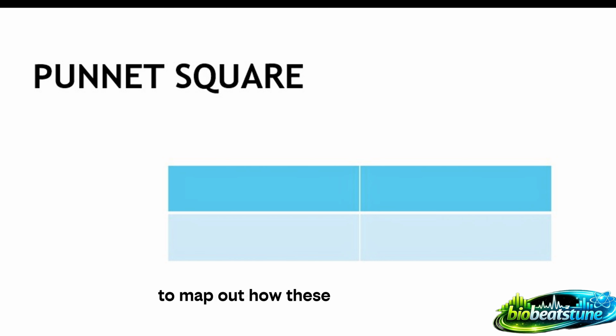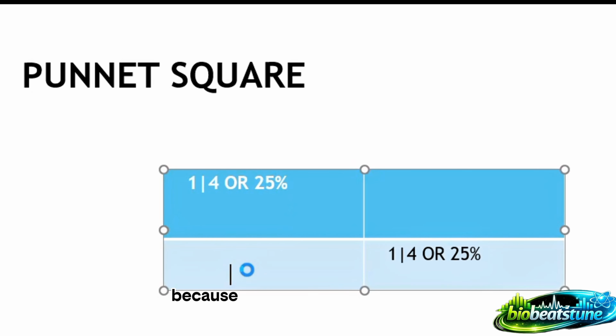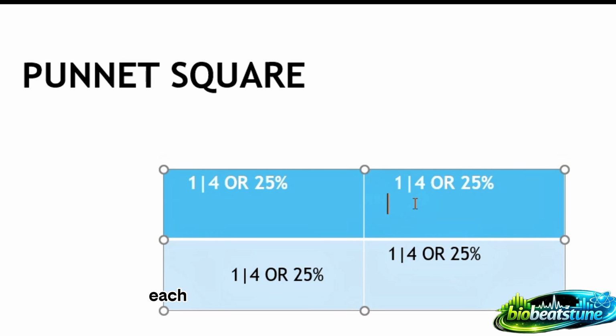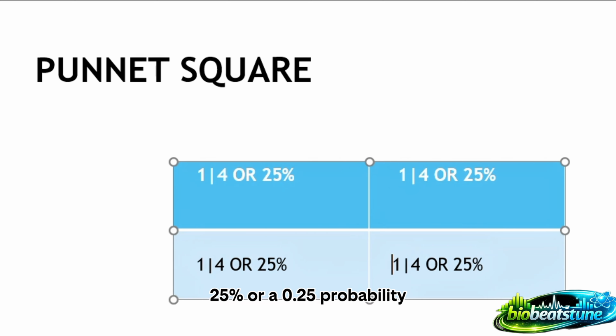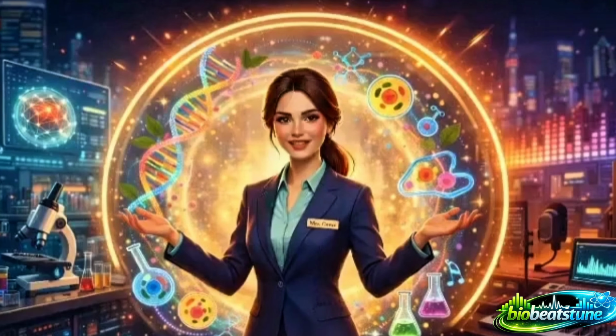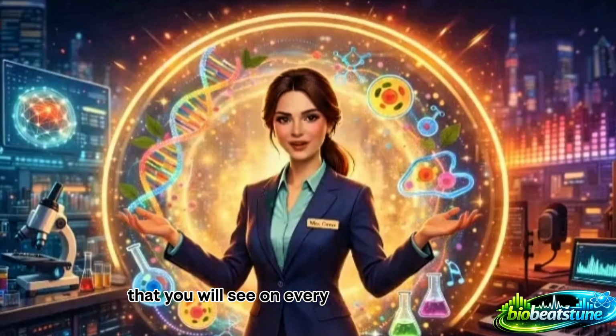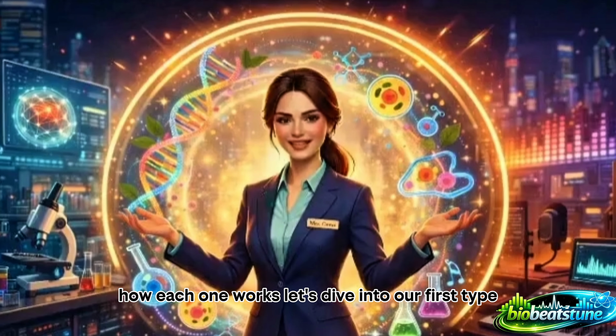To map out how these alleles combine, we use a Punnett square, a simple grid that acts like a genetic calculator. Because there are 4 boxes total, each single box represents a 1/4 chance, 25%, or a 0.25 probability. Now, I'm going to give you 3 different types of crosses that you will see on every single genetics test, and we are going to break down exactly how each one works. Let's dive into our first type.